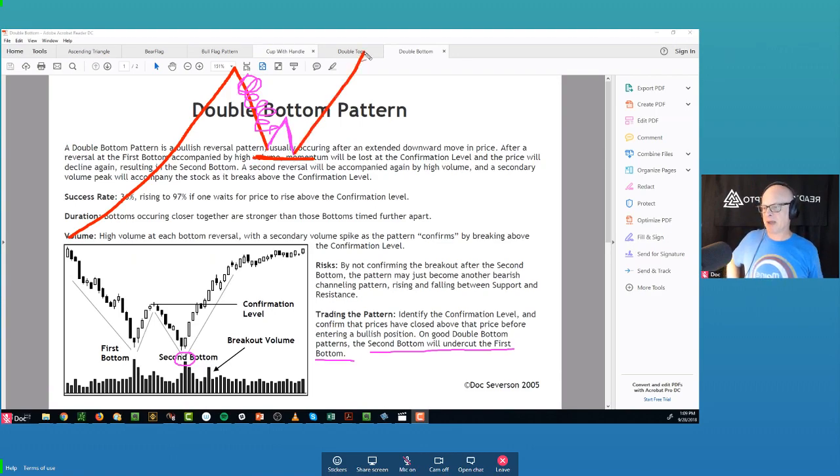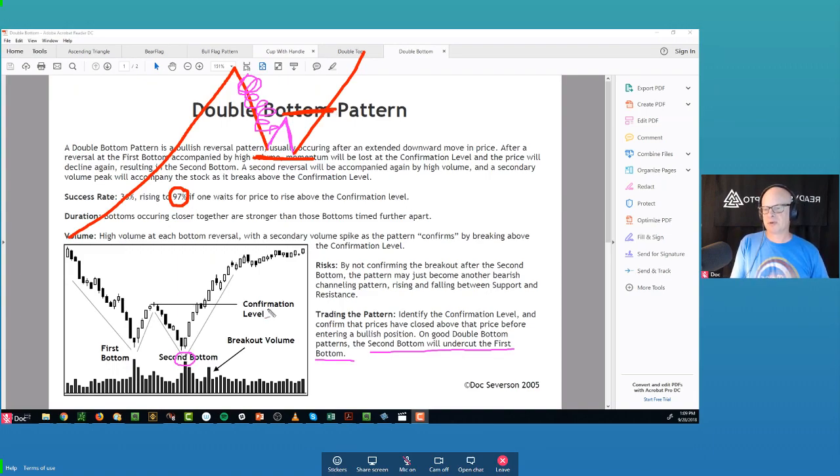So double bottom patterns I do see quite a bit. Notice that rising to 97% if one waits for a rise above the confirmation level. That's a long way. So confirmation level is above this level here, above the pivot high. So now the price is making a higher high, and that's why it's 97% at that level.